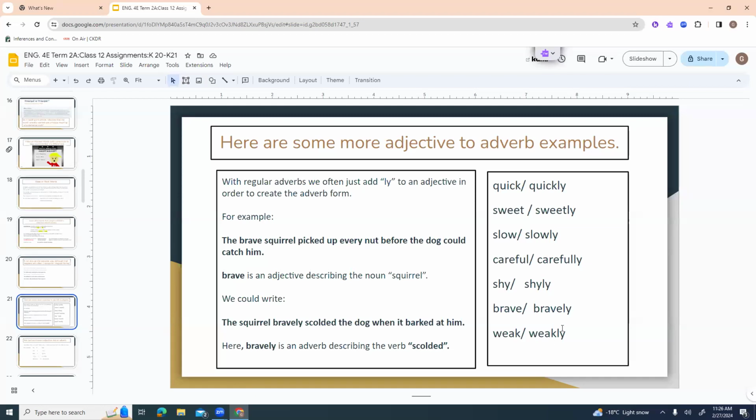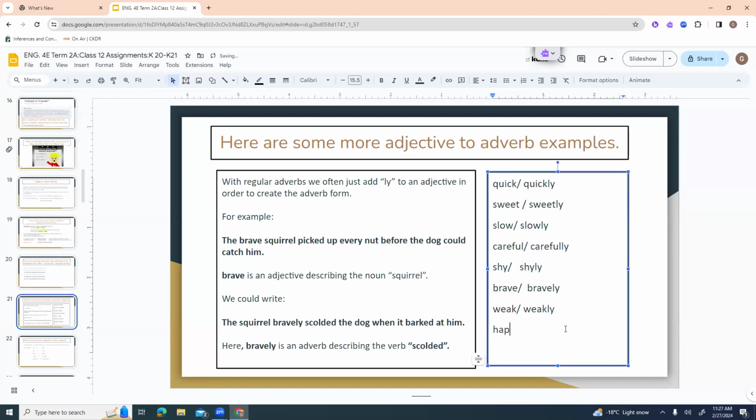Now, occasionally, let's say I had a word like happy. Because it ends in the Y, I wouldn't just put the ly there. I would change the Y to an I, like we did before with other endings, and then add the ly, happily. In a sentence, the brave squirrel picked up every nut before the dog could catch him.